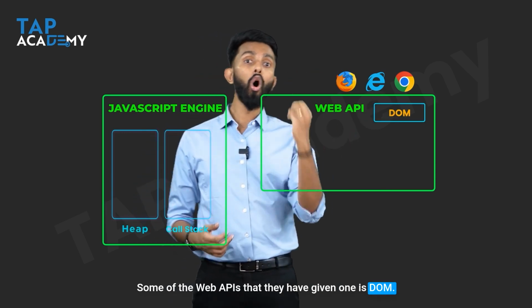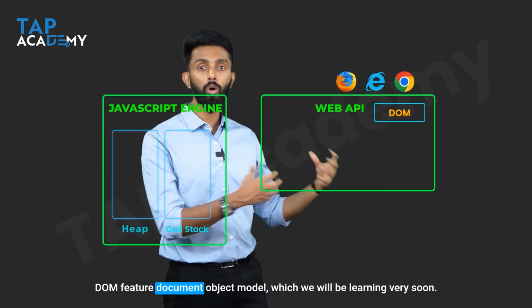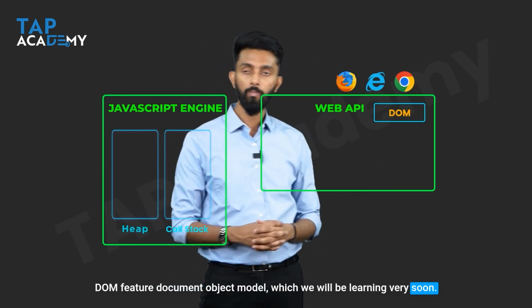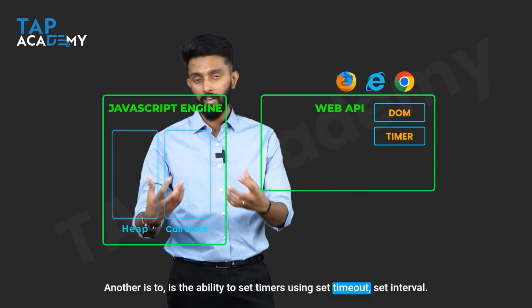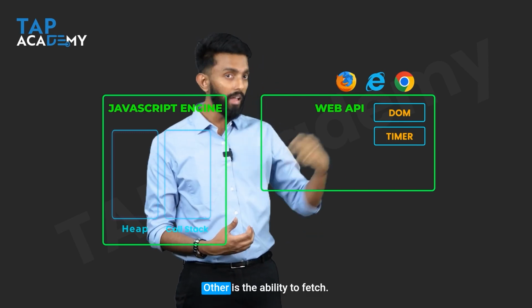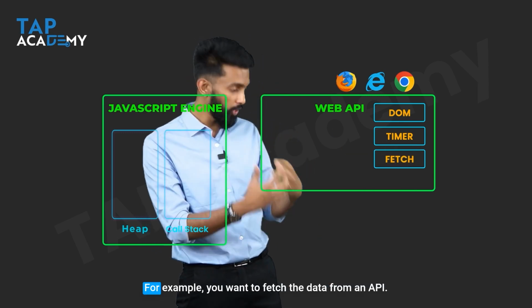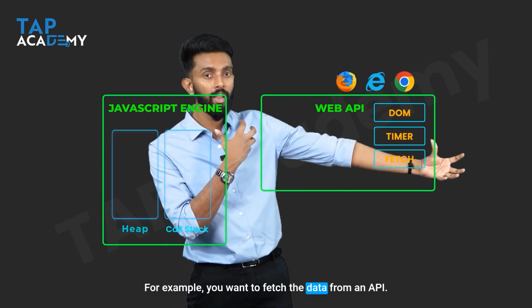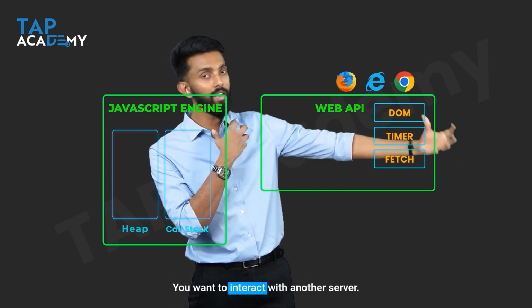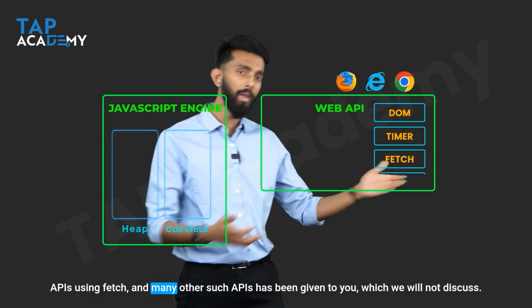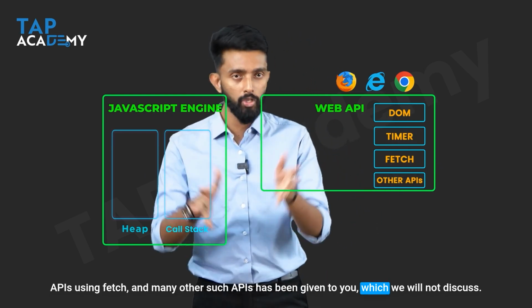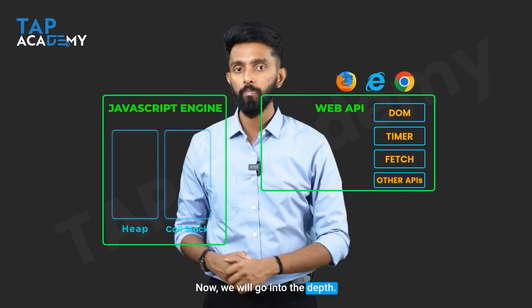Some of the web APIs that they have given. One is DOM feature, document object model, which we will be learning very soon. Another is the ability to set timers using setTimeout, setInterval. Other is the ability to fetch. For example, you want to fetch the data from an API. You want to interact with another server, APIs using fetch. And many other such APIs has been given to you, which we will not discuss now. We'll go into the depth.